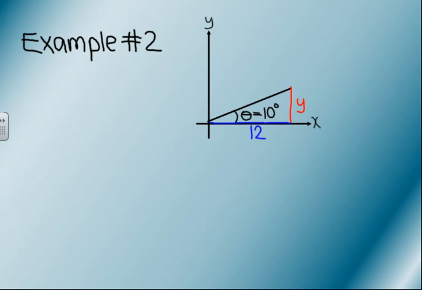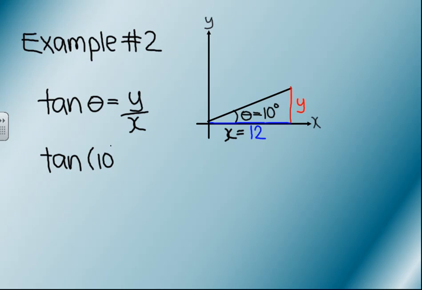Let's try a second example. Here we know what the angle is, it's 10, and we know that the x length is 12, and we want to know what y is. So again, we think back to the trigonometric functions, and we know that tan theta relates y and x. So what do we know? Let's plug it in. We know x equals 12 and theta equals 10. So tan 10 equals y, which we don't know, over 12.